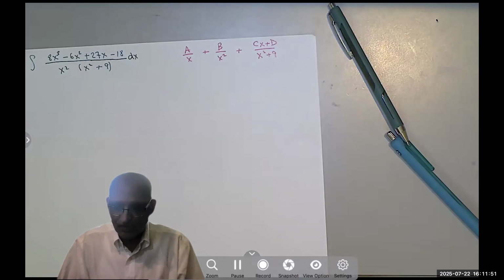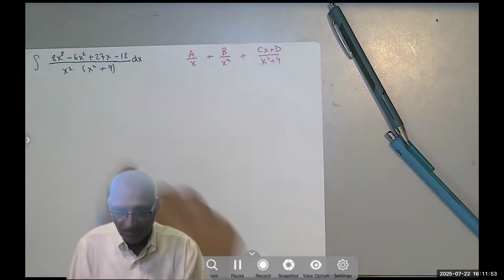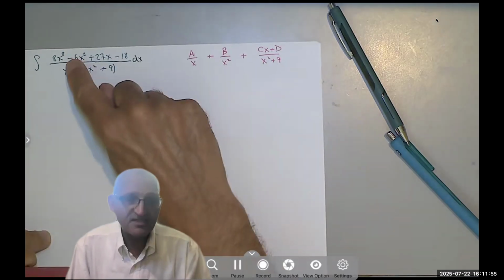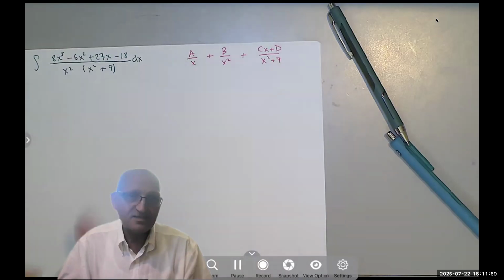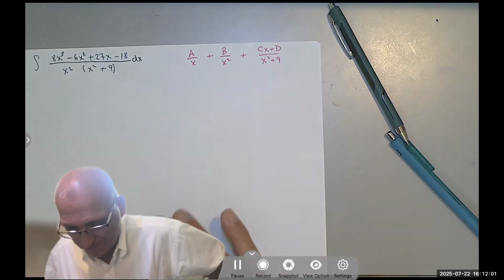Here I cannot use the covering method because I have a square. If that was an x, yeah, I can find the a. But here, which one is it? Is it a or b? I don't know.